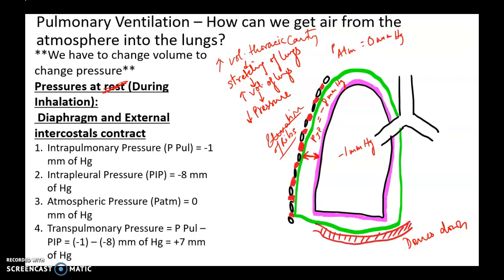Okay. So let's review. Outside atmospheric pressure is 0. Intrapulmonary pressure negative 1. PIP negative 8. How will we calculate transpulmonary pressure? So this pressure right here. Transpulmonary pressure is Ppul minus PIP, right? So what's P? Minus 1, minus negative 8 millimeter of mercury. So that adds up to minus 1 plus 8, which is 7 millimeter of mercury, as mentioned here.